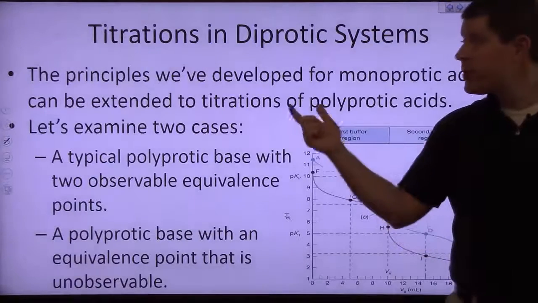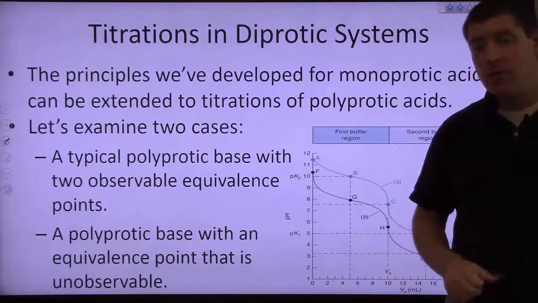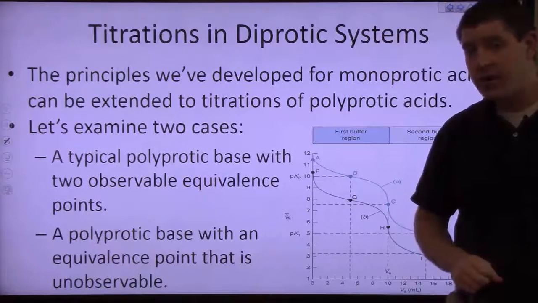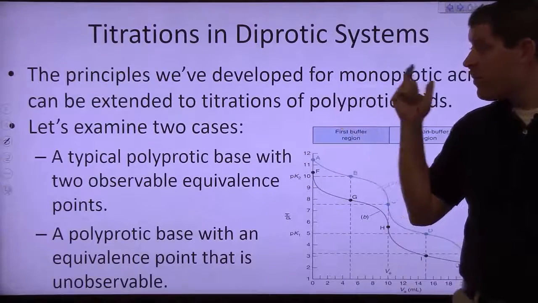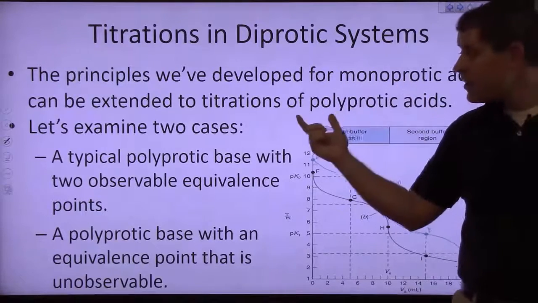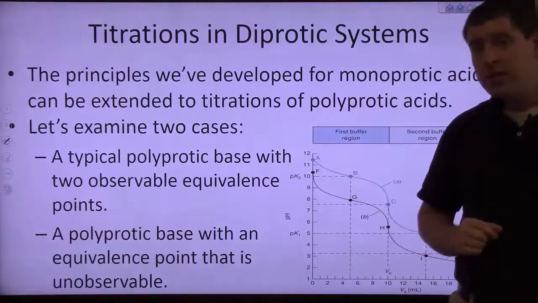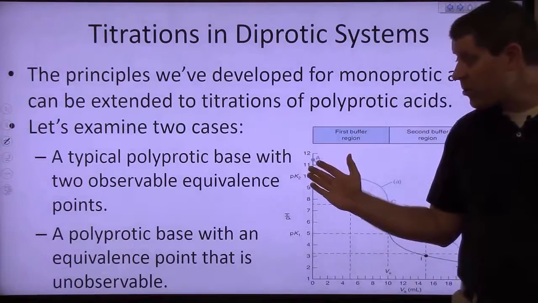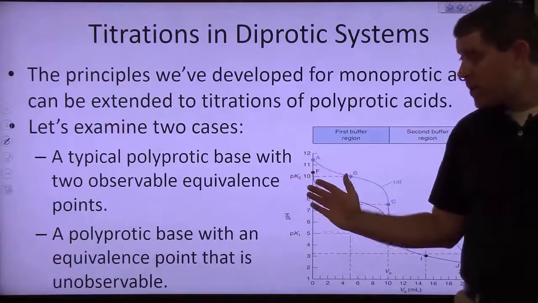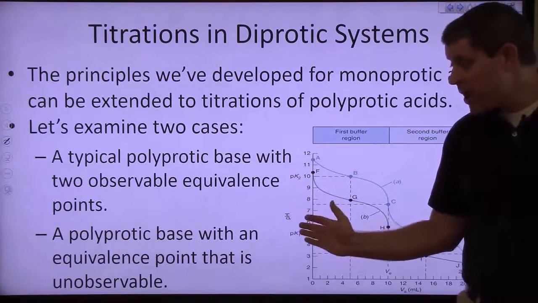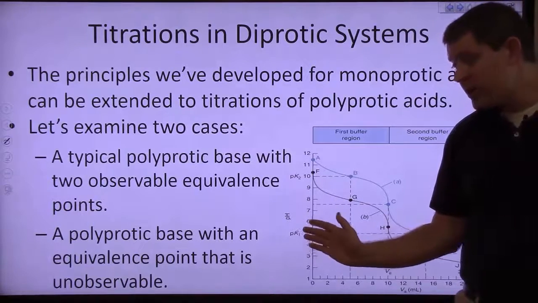So now let's turn to titrations in a diprotic system. If we have two protons that we can remove from our acid, the principles that we've already developed for monoprotic acids can be extended to titrations of polyprotic acids. So let's examine two cases. First, a typical polyprotic base with two observable equivalence points. And next, we'll look at a polyprotic base with an equivalence point that is unobservable.